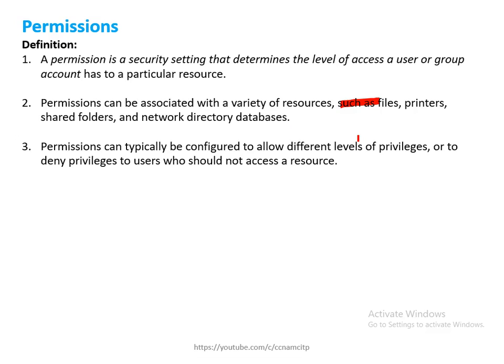Now if we talk about the next thing in permission, permission can typically be configured to allow different levels of privileges or to deny privileges to a user who should not access the resources. The concept is very simple. Either we can give allow permission or we can deny access to the resources. This is the main concept of permission, and it is different as compared to rights.